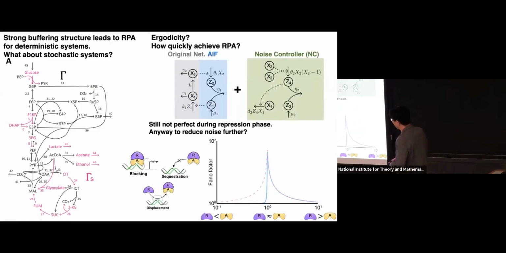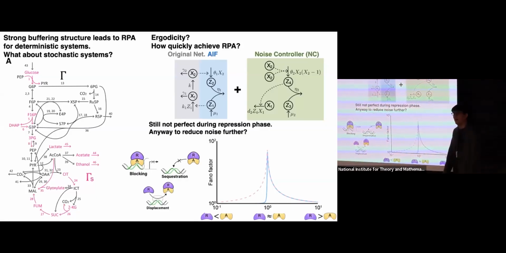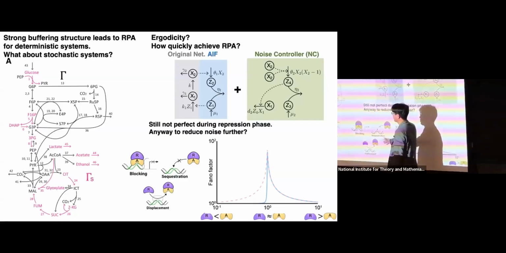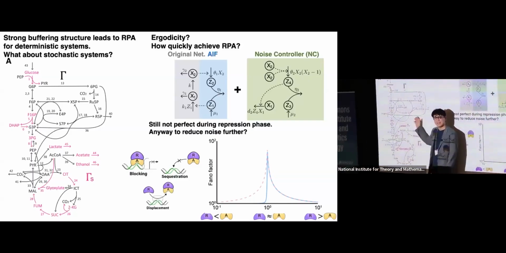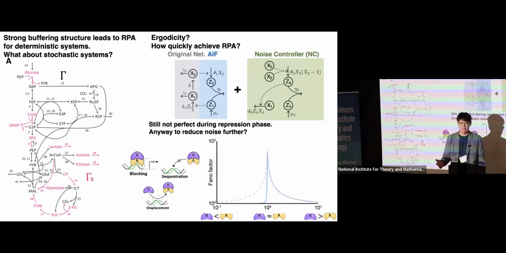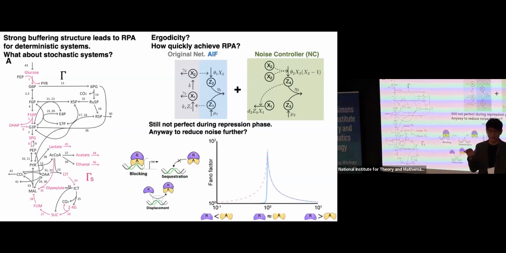So although I didn't talk much about the theory, there are several things that may help. Number one, this strong buffering structure idea. We only proved this for the deterministic system. It maintained the steady state of the deterministic system, but we don't know whether the mean level of the stochastic system is maintained or the noise level blows up. We don't know. This is an interesting direction.